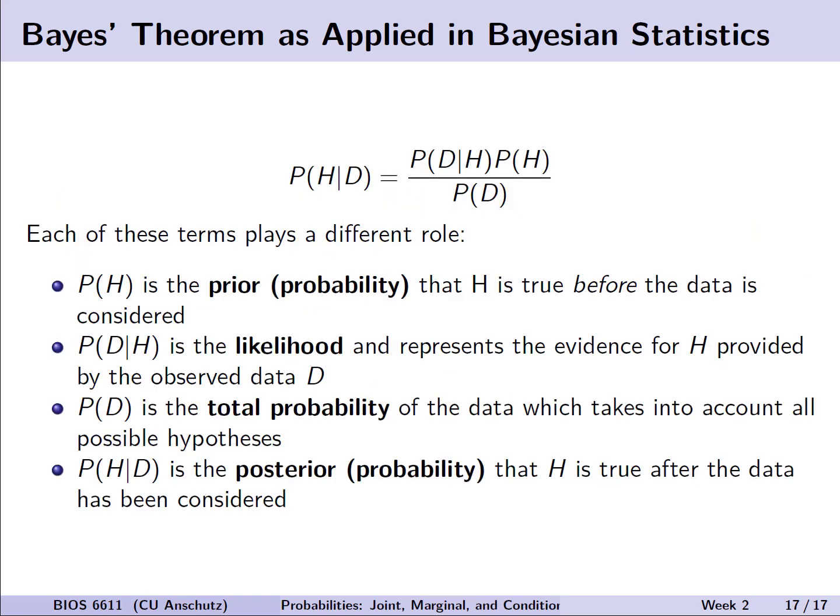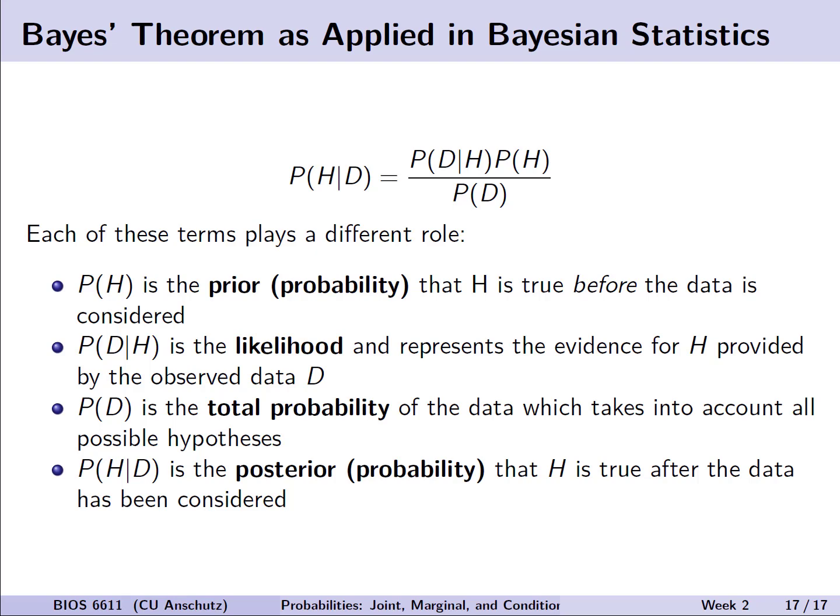Now, more specifically, each of these terms plays a different role in Bayesian statistics that we think and talk about in a specific way. The probability of the hypothesis, or P sub H, is what we call the prior probability that the hypothesis is true before the data was considered. This is one of the tricky things about Bayesian statistics that gets people hung up a bit, the idea of having to define some prior belief and being either too strong or too vague about that definition.